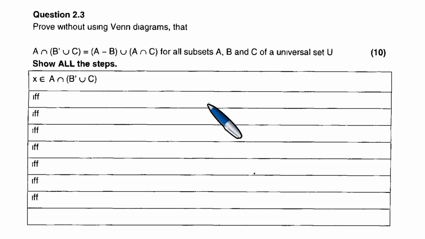Okay, let us look at the following set theoretical proof without using Venn diagrams. That A intersection (B complement union C) is (A minus B) union (A intersection C) for all subsets A, B, and C of a universal set U. Show all the steps.